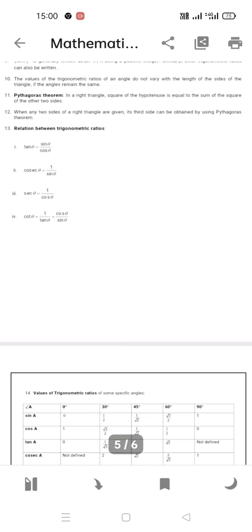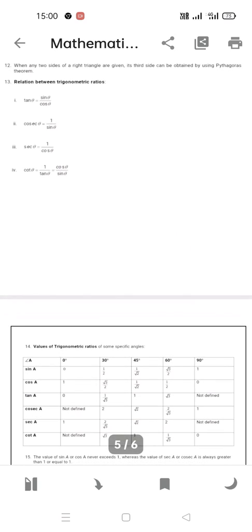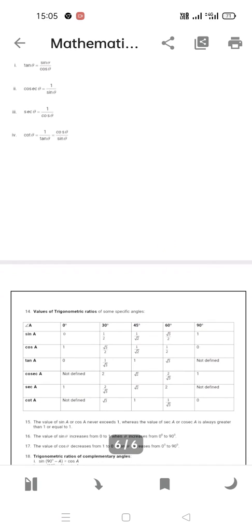Next, the 13th point is the relation between the trigonometric ratios. Now what is the relation between the trigonometric ratios? Tan theta is equal to sine theta upon cos theta. Cosec theta will be 1 upon sine theta. Sec theta will be 1 upon cos theta. And cot theta is equal to 1 upon tan theta, that is cos theta upon sine theta. These are the relations between trigonometric ratios.